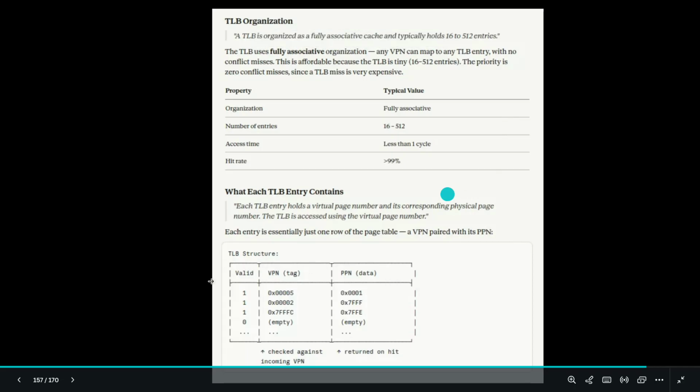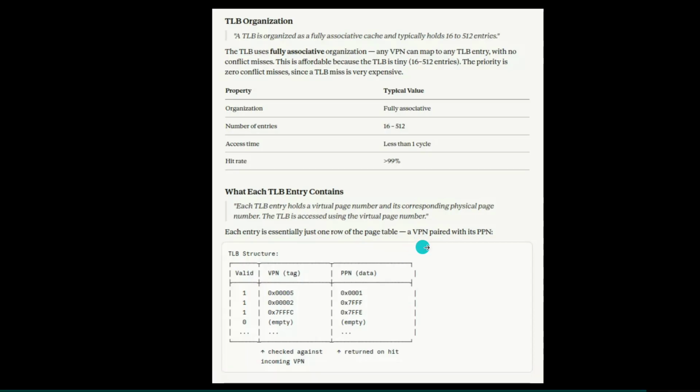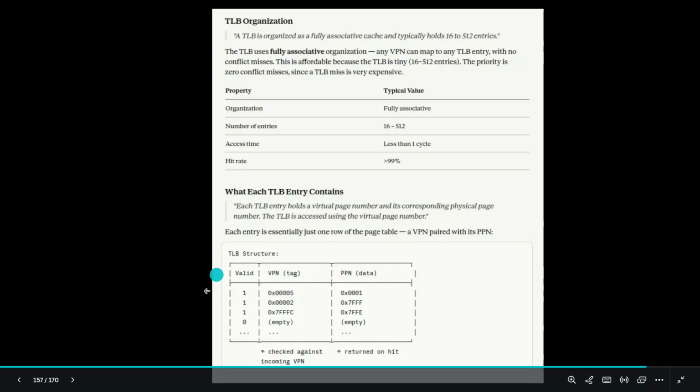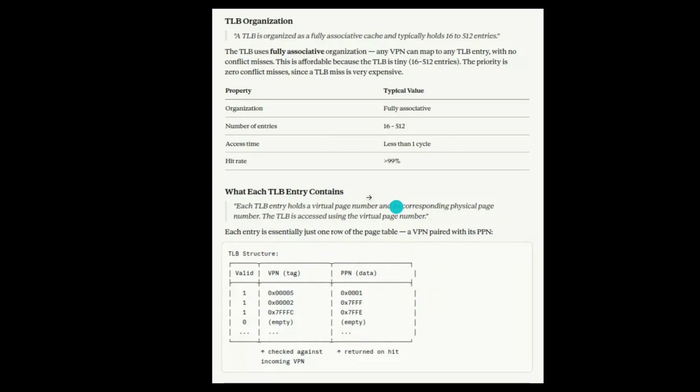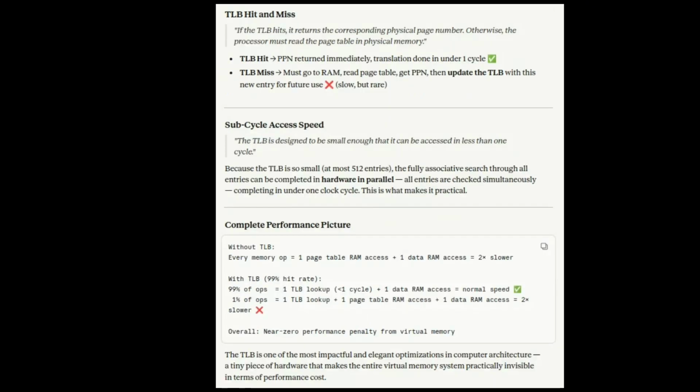Now if you see, each entry is essentially just one row of the page table: a VPN paired with its PPN, and a valid bit. A TLB entry holds a virtual page number and its corresponding physical page number. The TLB is accessed, indexed, using the virtual page number. That is what fully associative means. 16 to 512 entries is why it is affordable. Access time is less than 1 cycle, and the hit rate is greater than 99%.